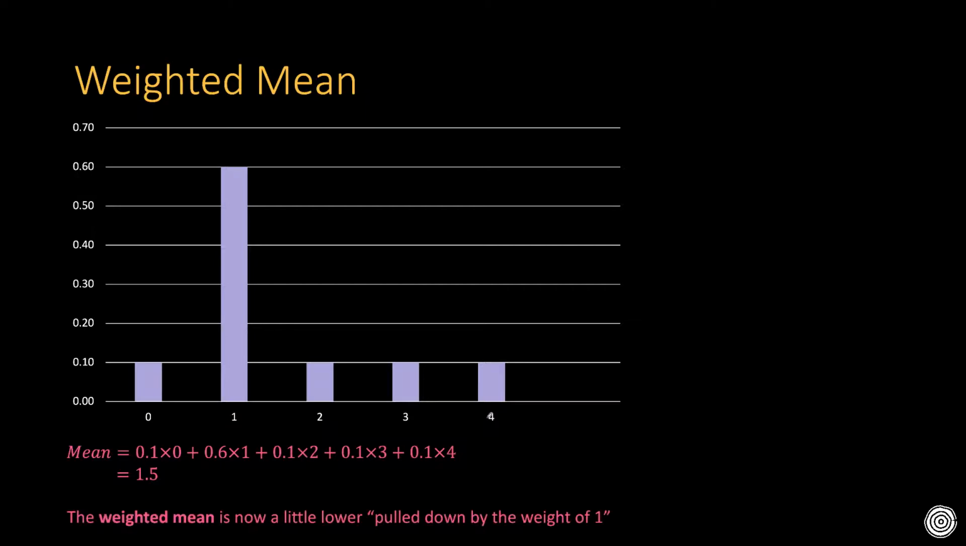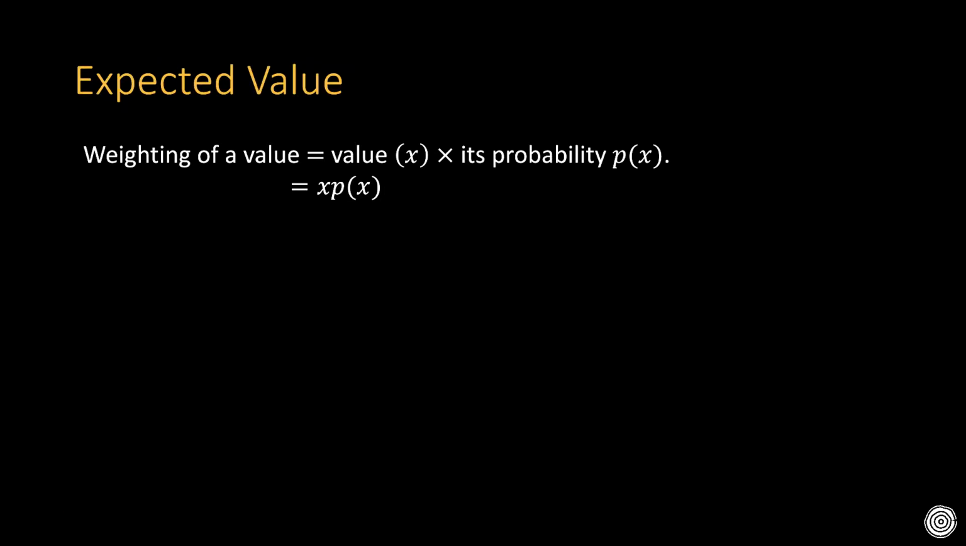So the weighted mean is now actually a little bit lower than what it was before. This has been pulled down by the weight of 1. So what this means is when the weights of some values change, so does the central point, that central point being the mean. So as we've just seen, the weighting of a value is just the value itself multiplied by its probability, leaving me with x times p of x.